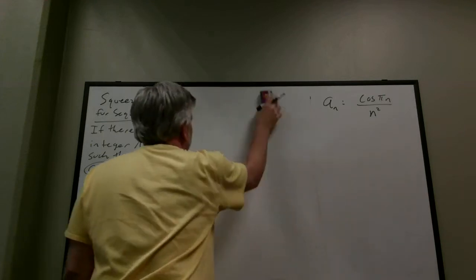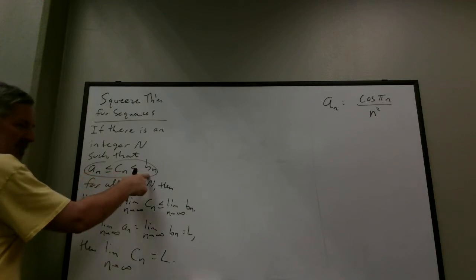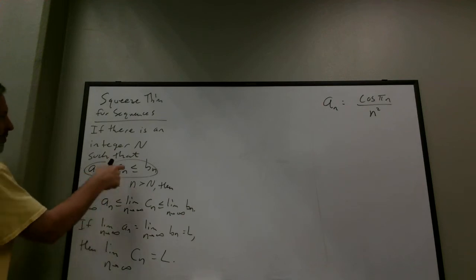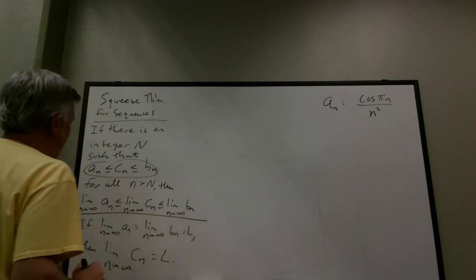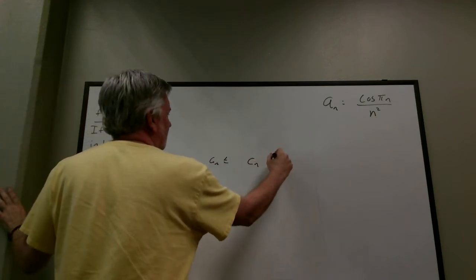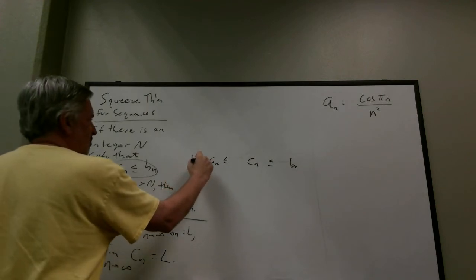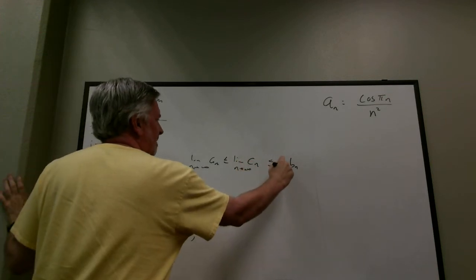Now, this first statement is not actually in the book. I wrote this in. If the a(n)s are less than or equal to c(n)s less than or equal to b(n)s eventually, then the limit as n goes to infinity of the a(n) is less than or equal to the limit of the c(n)s, less than or equal to the limit of the b(n)s.